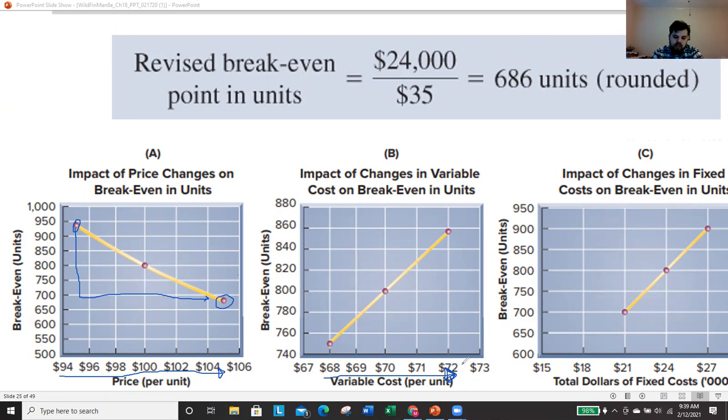And because of that, the number of units I need to sell to break even is actually increasing. So when my variable cost per unit was $68, I only needed about 750 units. But when my variable cost jumps to 72, I now need to sell a full 100 units more in order to break even.